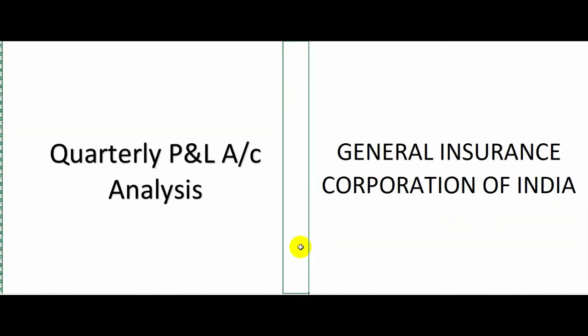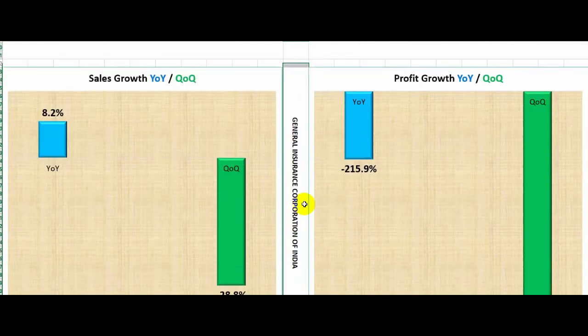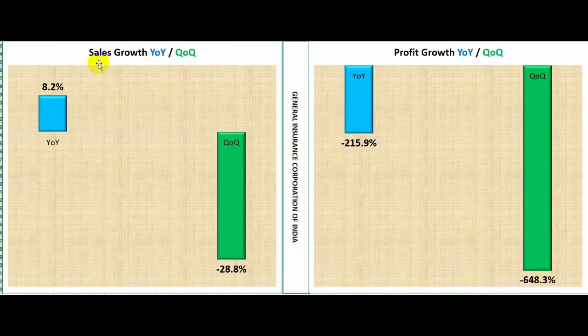That concludes our cash flow statement analysis. Let's move on to the quarterly P&L account analysis. Let's begin by looking at the sales growth YOY and quarter on quarter, as well as profit growth rate. So sales from September to September quarter has grown by 8.2%.